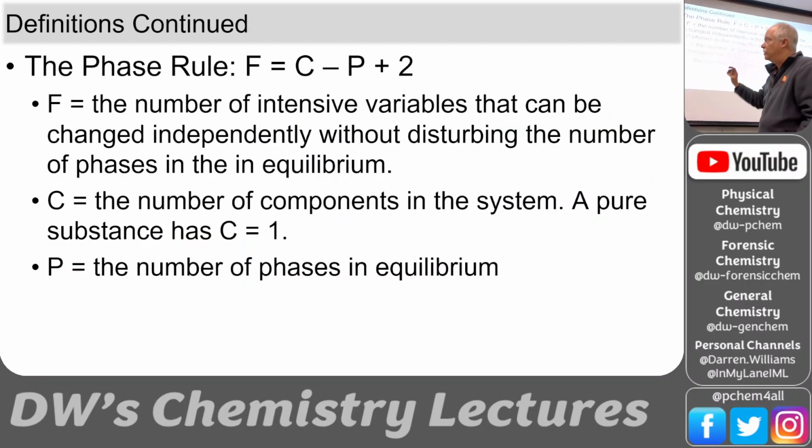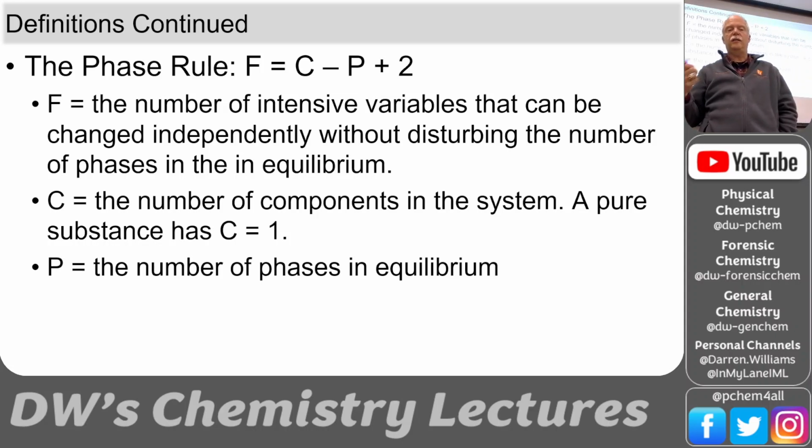So this phase rule is the number of intensive variables, like pressure, volume, temperature, that can be changed independently without disturbing the number of phases in equilibrium. C is the number of components in a system. So a pure substance has C equals 1. And then P is the number of phases in equilibrium.